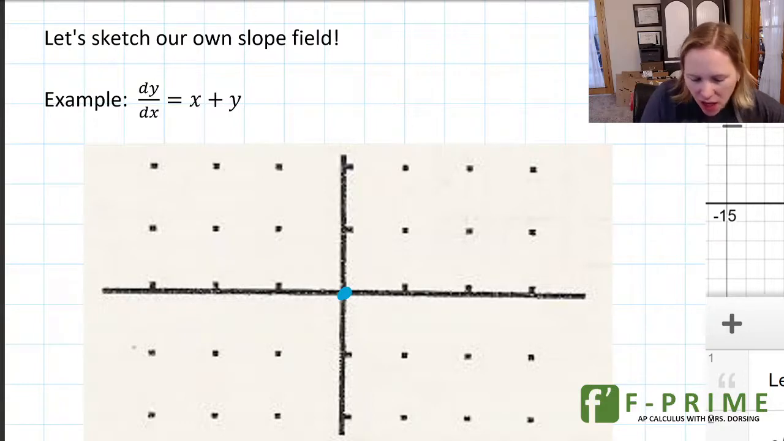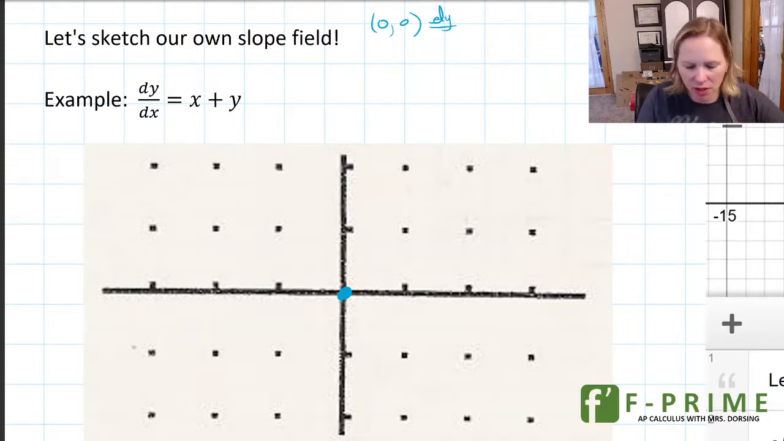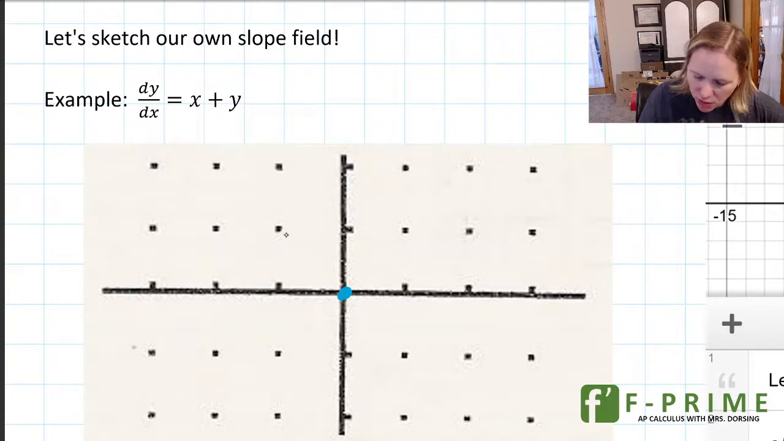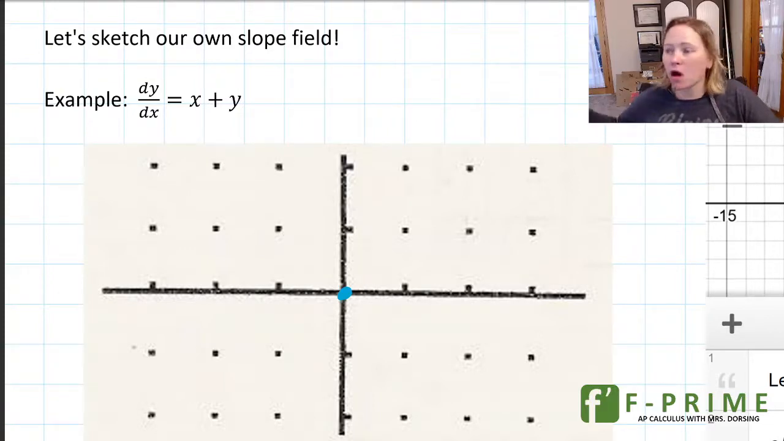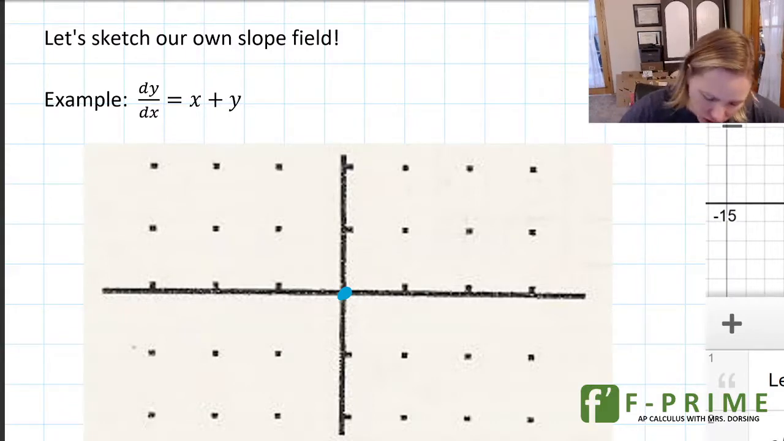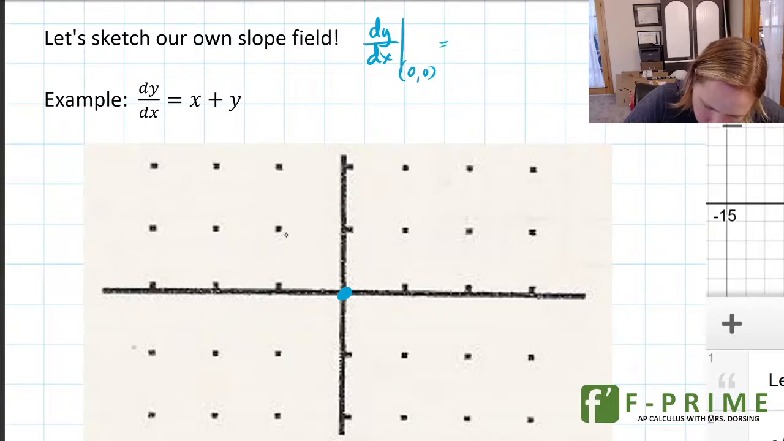And basically, I'm going to say, well, at 0, 0, the slope, and actually there's a better way to write this. Let's do this the proper way. At 0, 0, the slope would just be x plus y. Well, I know x and y are 0 and 0 because that's kind of how this works, right? So dy dx at 0, 0 is 0 plus 0, or 0.